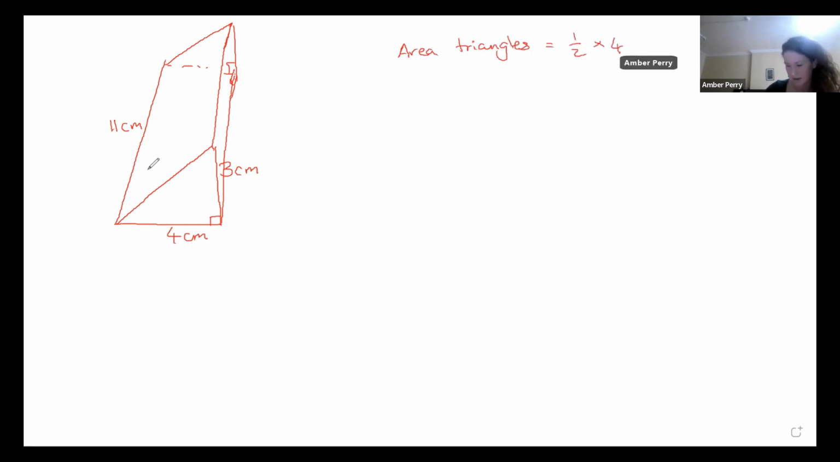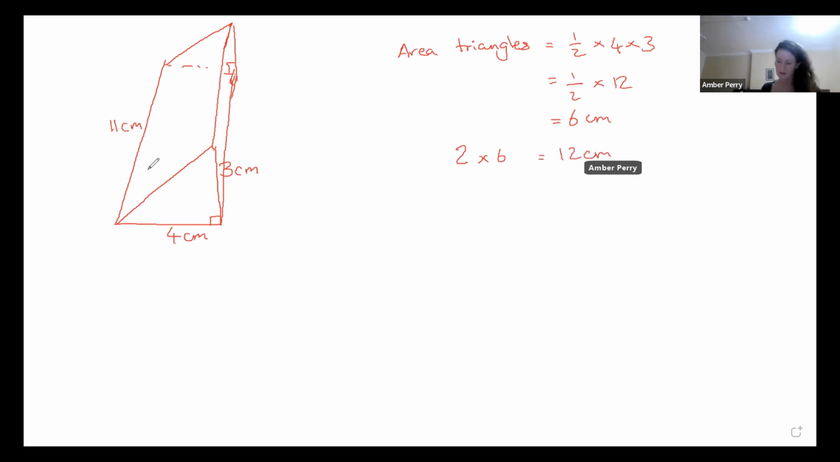So that's a half times 4 times 3, which is a half times 12, which is 6 centimeters. And then, of course, I've got 2 of them. So 2 times 6 is 12 centimeters. Okay. I've been given enough information to do this back rectangle here. I'm just going to shade it so you can see it. Okay. That one is going to be 3 by 11. So this rectangle 1 is going to be 3 times 11, which is 33 centimeters.